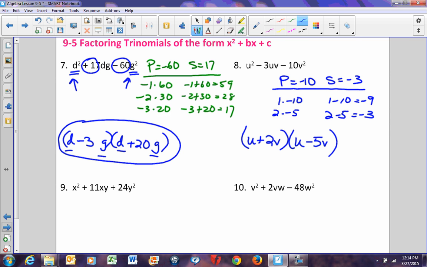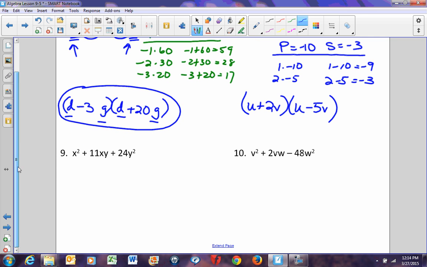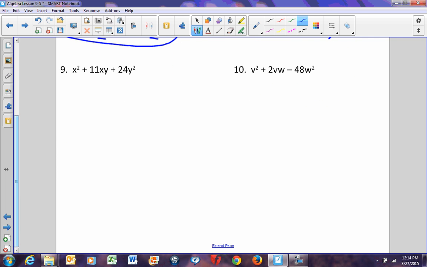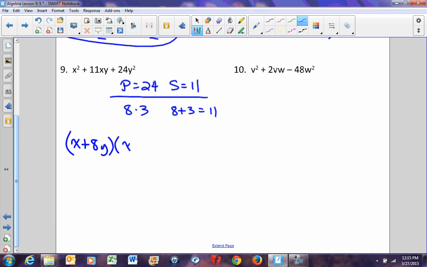So it's not hard, you just need to figure out how you're going to do them. And eventually you can just do them going straight to the product and sum. If I look at x squared plus 11xy plus 24y squared, I need a product of 24 and a sum of 11. I'm thinking 8 and 3. Right off the top of my head, 8 times 3, 8 plus 3 equals 11, doesn't it? So I know x plus 8y, x plus 3y. And you can skip all the extra products and sums. You can look at it and figure it out that way.